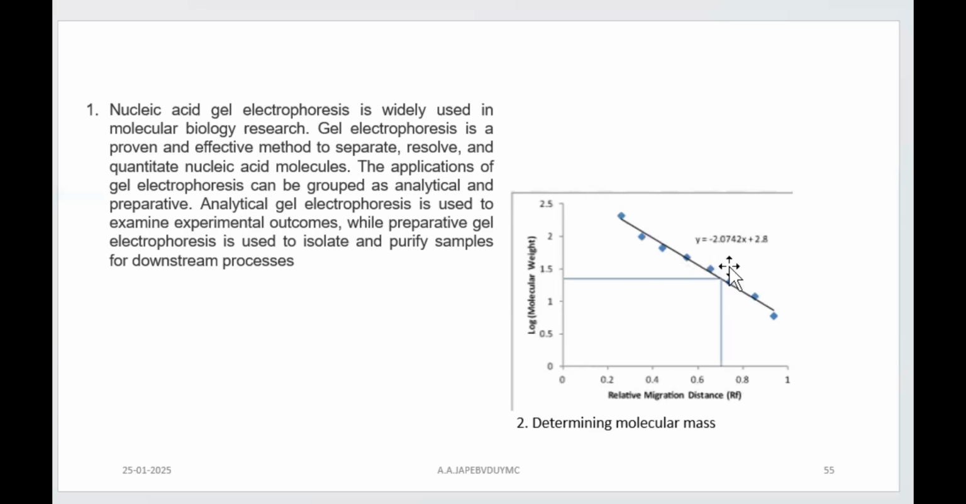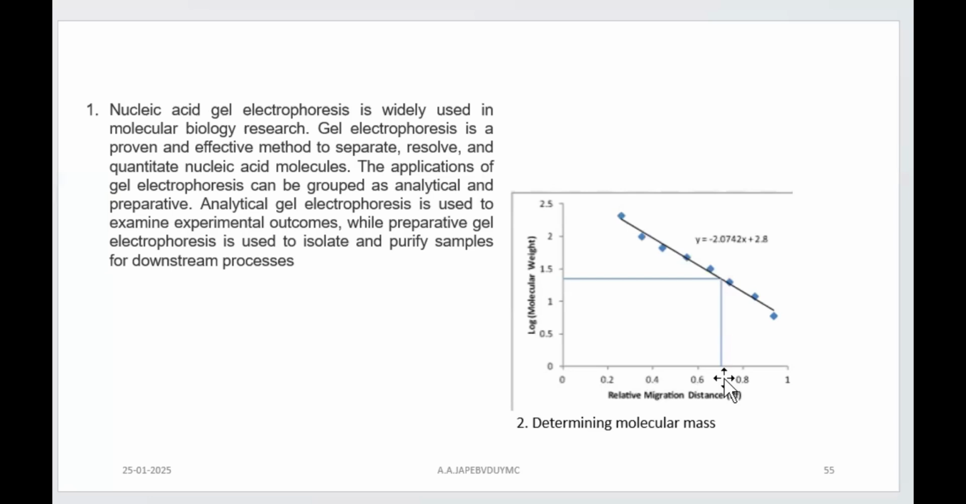Here this horizontal line, or you can say the perpendicular line on the graph line, is telling you my sample protein is having somewhere around 1.3, say log molecular weight is 1.3 into 10 raised to something. So this, if I extrapolate it onto the graph, I can find out the distance traveled, and vice versa.